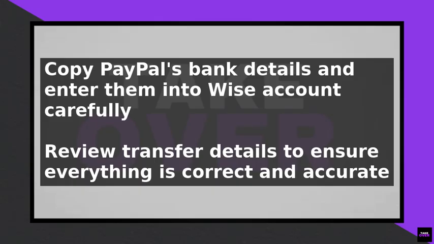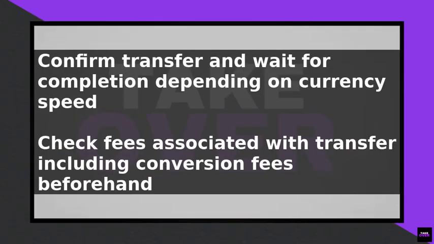Once you have entered the details, review the transfer and make sure everything is correct. Finally, confirm the transfer and Wise will send the money to PayPal. The transfer may take a few days to complete, depending on the currency and the speed of the transfer. It is also important to note that there may be fees associated with sending money from Wise to PayPal. These fees can include transfer fees and conversion fees.